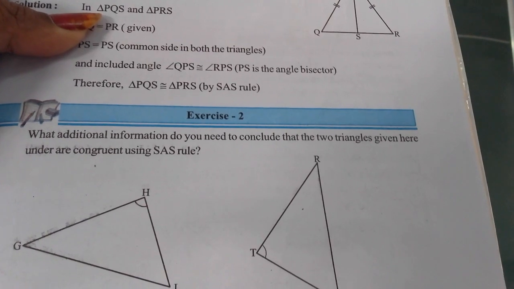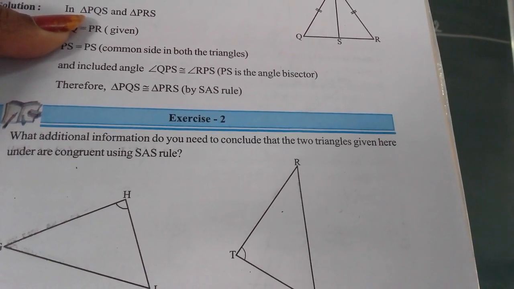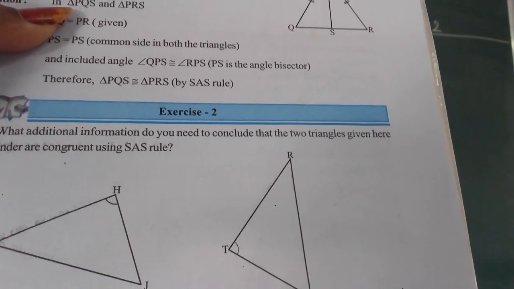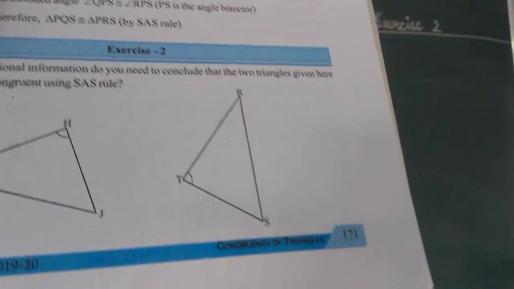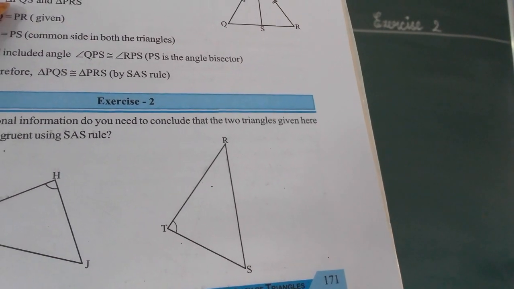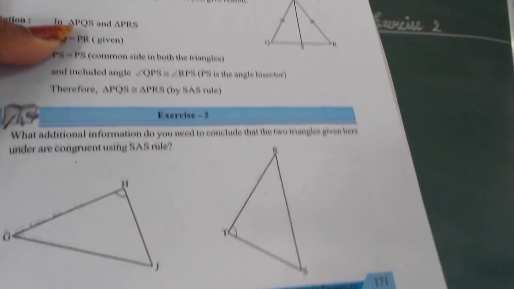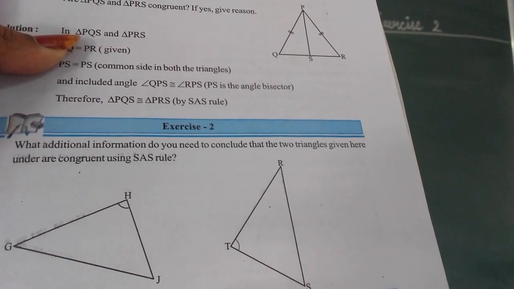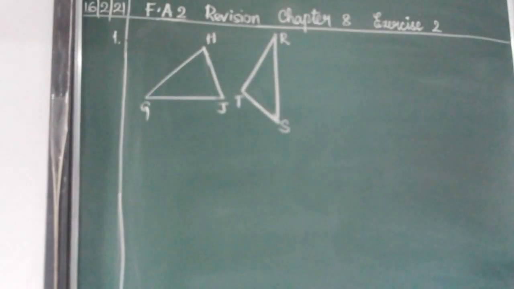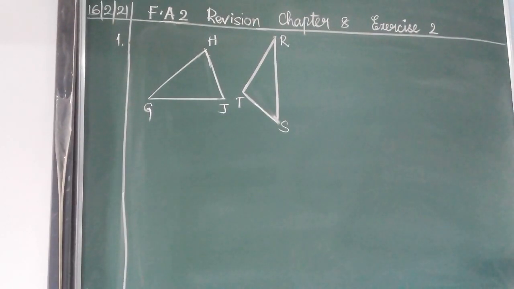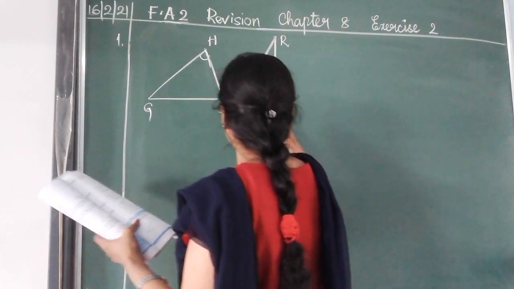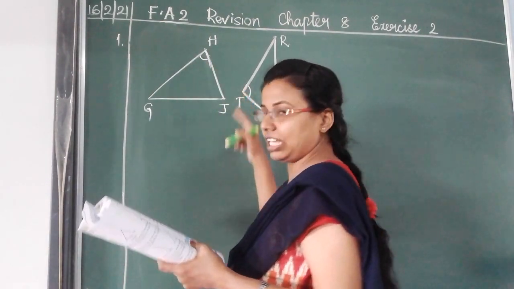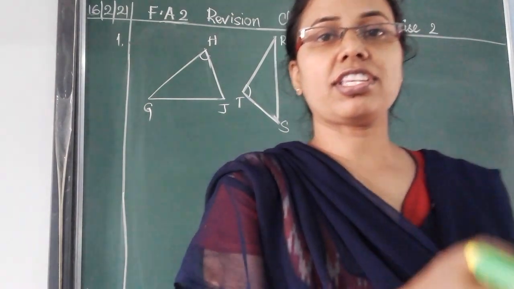Exercise 2, first question. What additional information do you need to conclude that the two triangles given here are congruent using SAS rule? So two diagrams are given. Let me draw it on the board. So here angle H is given and angle T. Both are equal. This is what is given in the question.